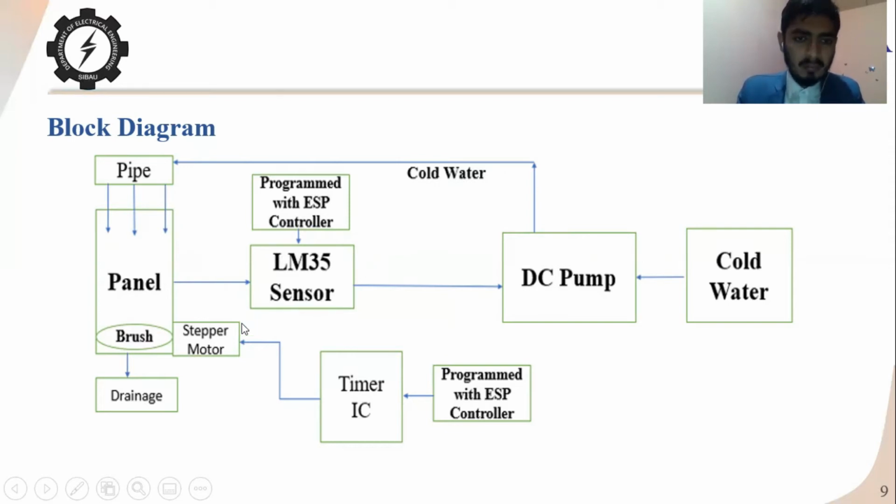And when there is timing for the cleaning system and the stepper motor, we have used a timer IC for timing, and this timer IC is also programmed with the ESP controller. When the time is achieved, the stepper motor will be operated and it will clean the PV panel by rotating the roller brush. This is the block diagram.